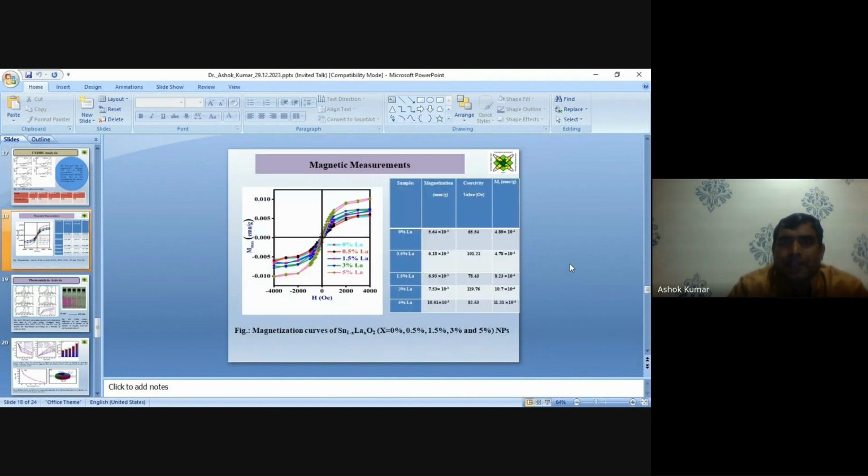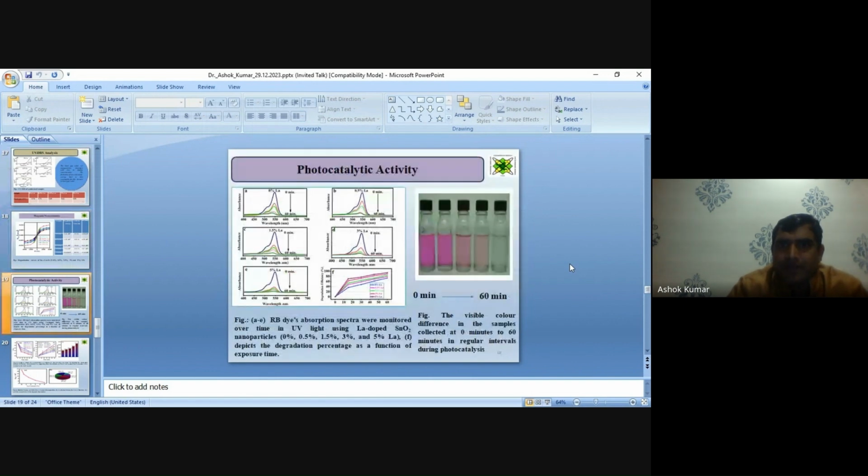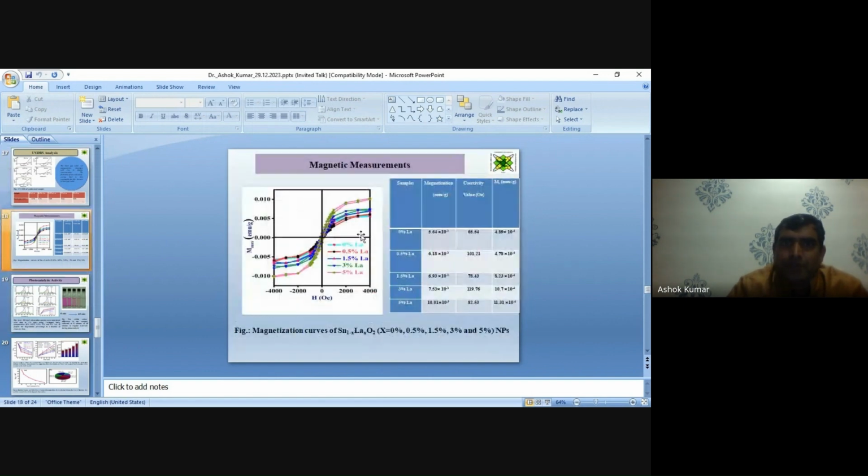These are the magnetic measurement results. We can see the samples show weak ferromagnetism at room temperature, and for the sample with 0% lanthanum ion we have less magnetization, and the magnetization is increasing with the increase in lanthanum ion concentration.